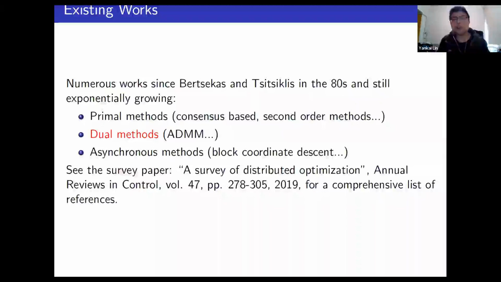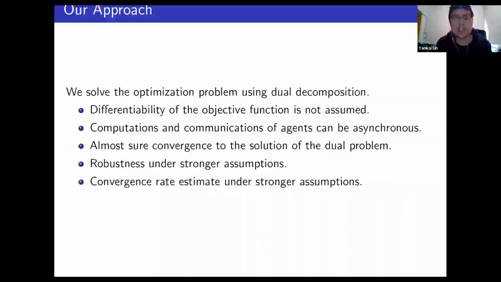So if you're more interested in this work and you want to see some reference papers, here is a survey paper published last year in Annual Reviews in Control, and it contains a comprehensive list of references you can consult. I'd like to refer you to this paper if you're interested. So here is our approach. We solve the optimization problem using dual decomposition, which will be presented after a few minutes.